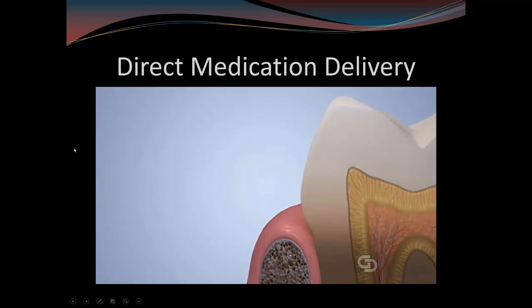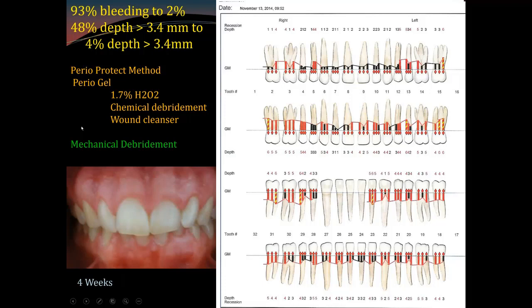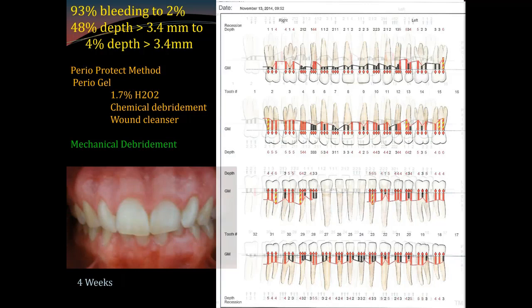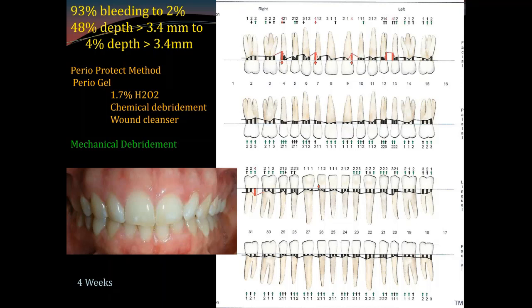Putting her trays on, you see the appearance in the beginning. Within 4 weeks, you can see the tissue changes that occur. You can also see the pocket probing depth changes as depicted on the right side of your screen.